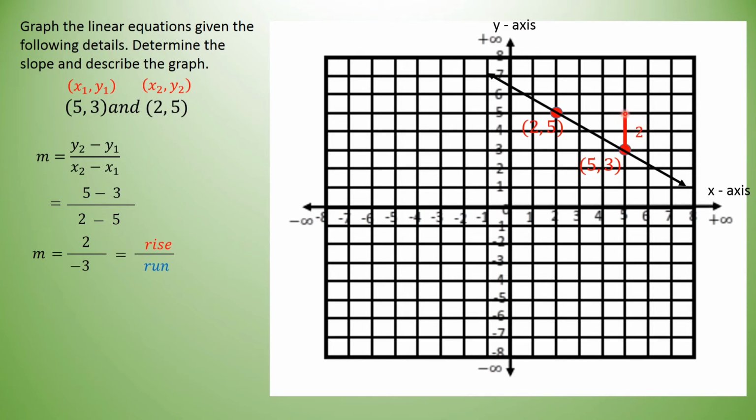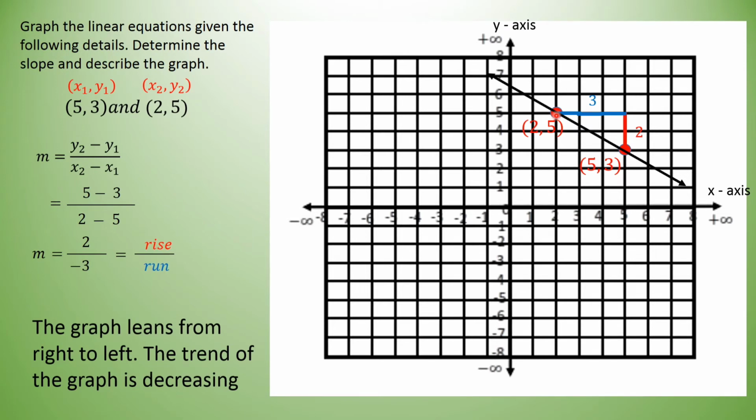And then, from this point, we're going to run papunta naman ngayon sa kaliwa since the slope is negative. So, 1, 2, 3. So, we have here 3 steps run papunta sa kaliwa since the slope is negative. Describe the graph. So, the graph leans from right to left and the trend of the graph is decreasing. Kapag ang slope ay negative, ang line natin leans from right to left and the trend is decreasing.